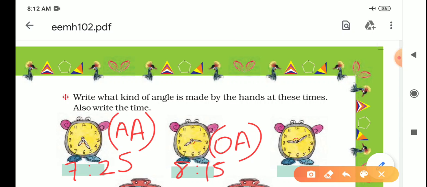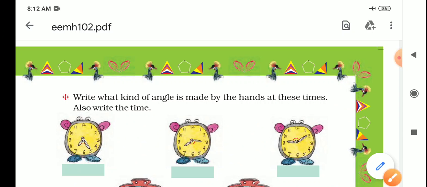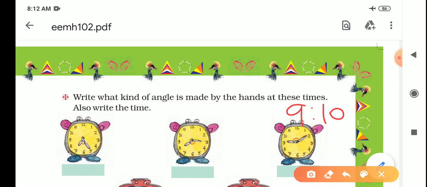After that, in the third watch, timing is 9:10, sorry. So you can write here 9:10. And which type of angle is this? See here, you have to look at this angle and find out which type of angle it is. This angle is more than a right angle. So you can write here angle more than right angle, or you can write obtuse angle.